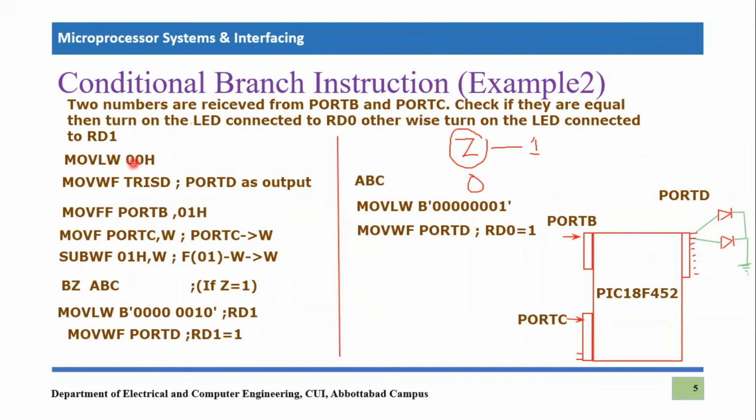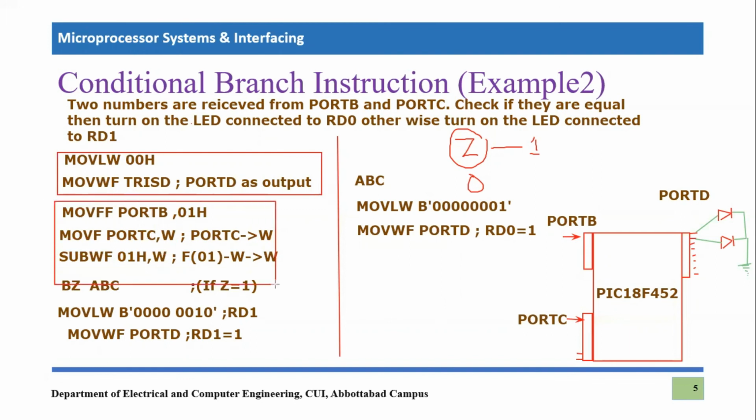Complete the flow of the program. First of all, we are just making port D an output port, right? Then we are developing our logic. This is our logic part where we receive port B and send it to 01, and we receive port C and send it to the working register. Then we subtract the working register from 01 and put the result in the working register. So if the zero flag is high, that means two numbers are equal. So we will check this condition.